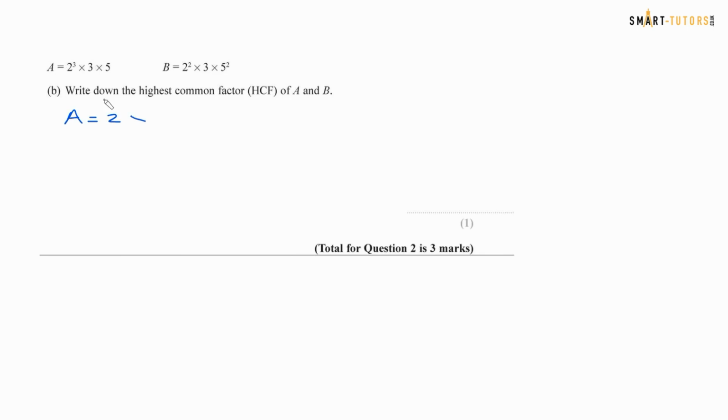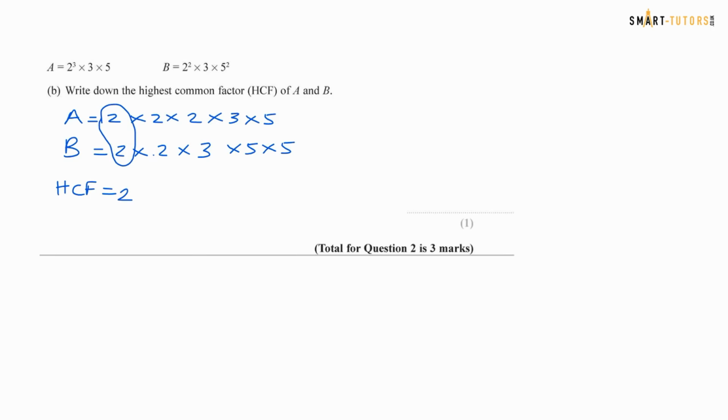There's a B part there. Now this time they have given the number A in a prime factors format: 3 times 2 times 3 times 5. And B is the number 2 times 2 times 3 times 5 times 5. For the highest common factor, we need to group them into pairs and write only one of each pair.